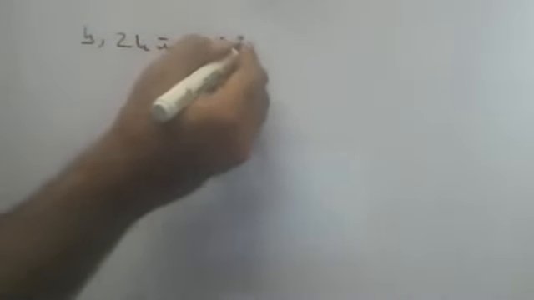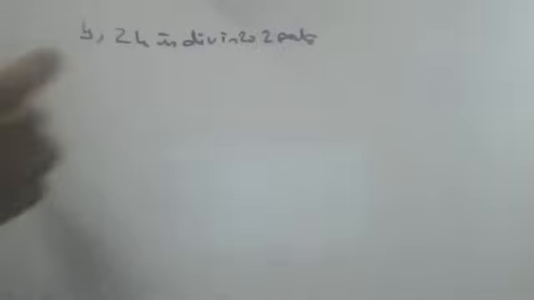Fourth question, children. 24 is divided into two parts. Okay, children, two parts. He's saying 24 is divided into two parts such that 7 times the first part added to 5 times the second part makes 146. Please go through, children, all of you. Fourth question. 24 is divided into two parts.